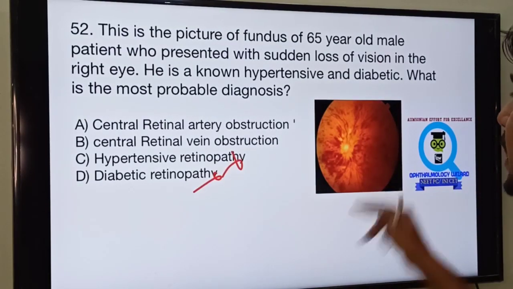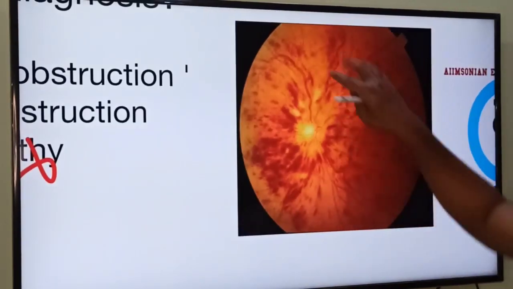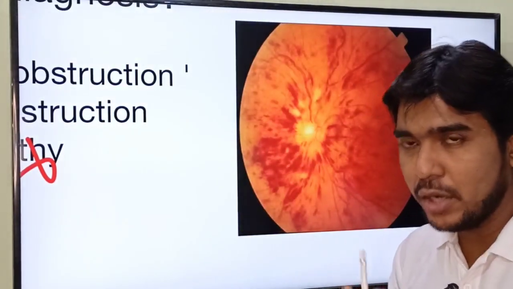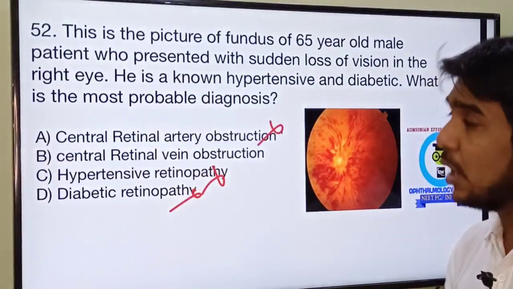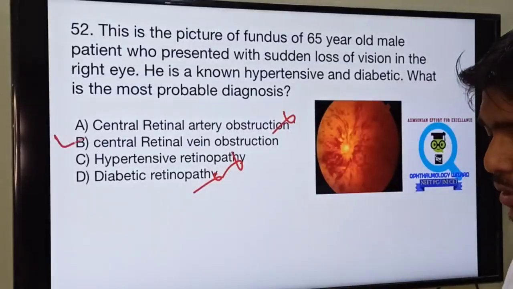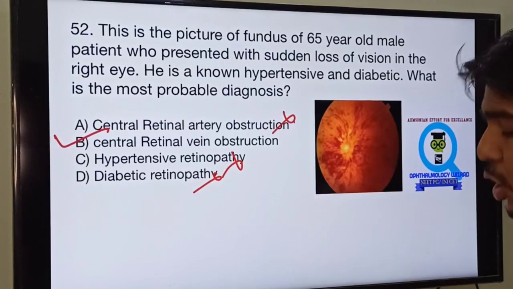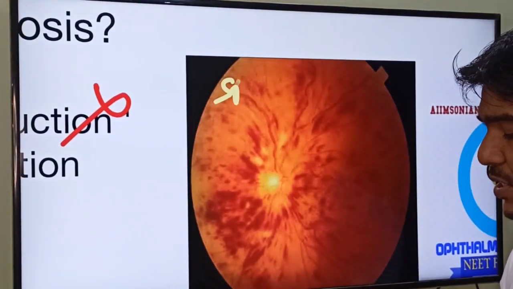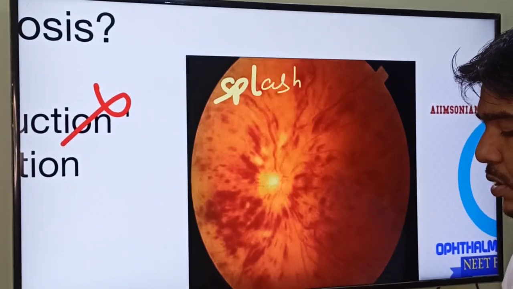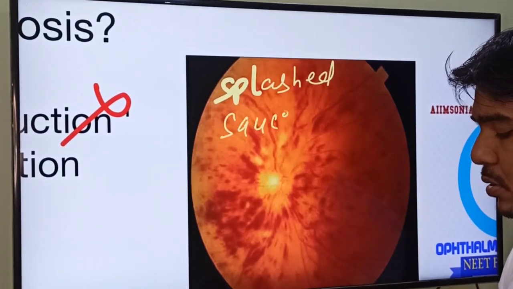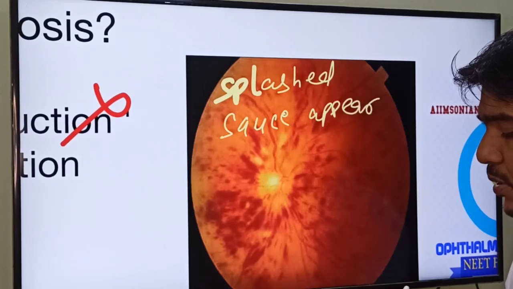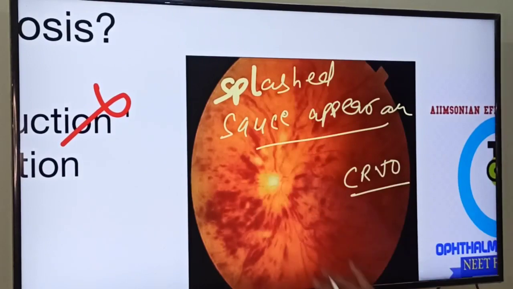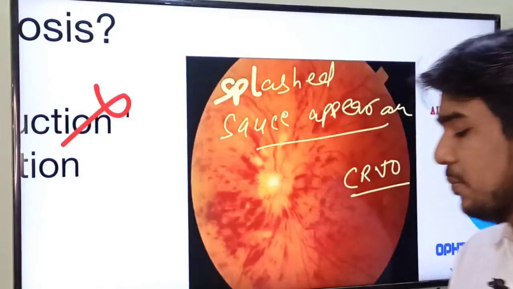Do you think this type of picture is seen in CRAO? CRAO has a cherry red spot, so obviously this is also ruled out. So what are we left with? CRVO, central retinal vein occlusion, where you have this. What type of appearance is this? Splashed sauce appearance. This is the splashed sauce appearance of CRVO.